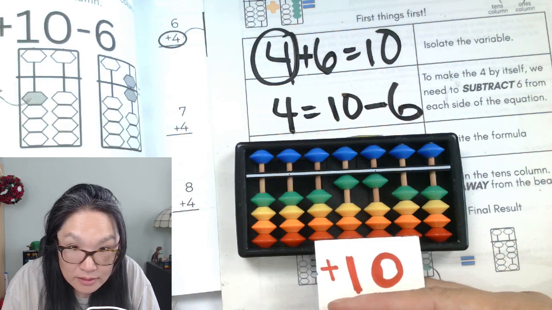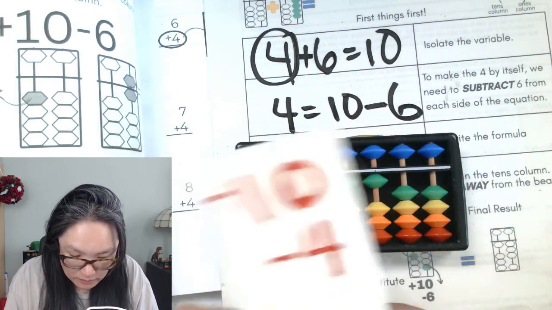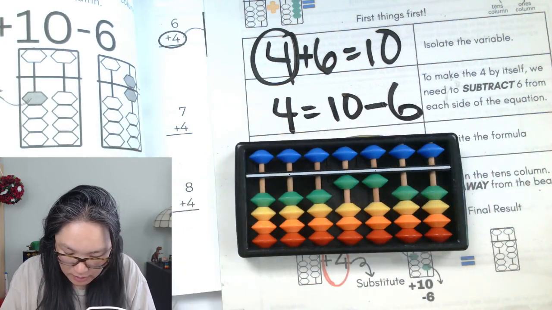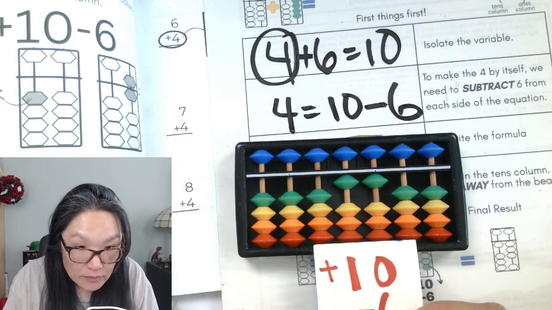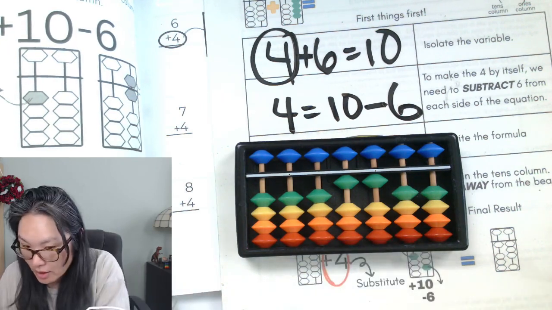Layla, does that make sense? Take away the 6. I got the wrong one. Sorry, yes. Okay, good. So that's what we did.